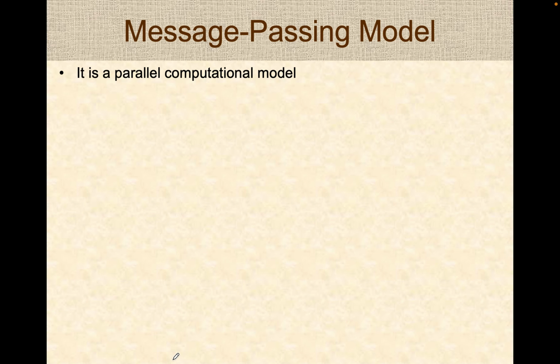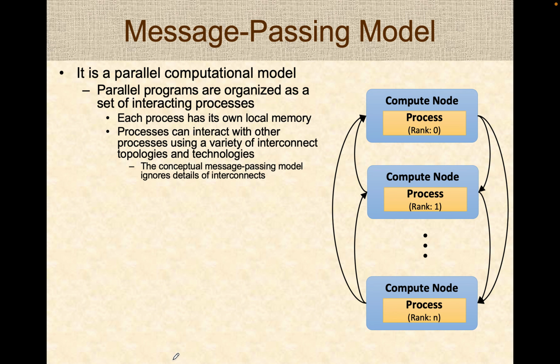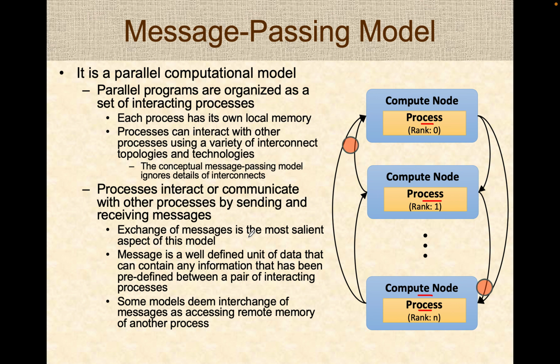The message passing model is a parallel computational model in which parallel programs are organized as a set of interacting processes. Note that there are multiple independent processes that could run possibly on independent compute nodes, and they interact with each other. Processes interact or communicate with each other by sending and receiving messages. So the exchange of messages is the most salient aspect of this message passing model, as the name suggests. A message is just a well-defined unit of data that can contain any information as determined by the parallel program that's running. And some models deem this interchange of messages as accessing remote memory of another process.